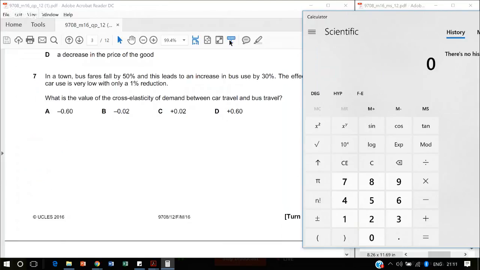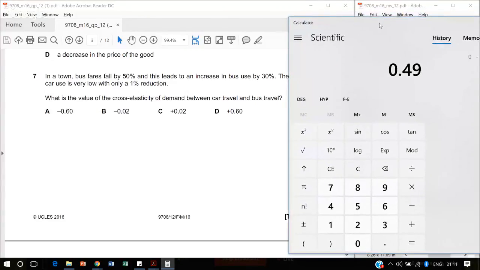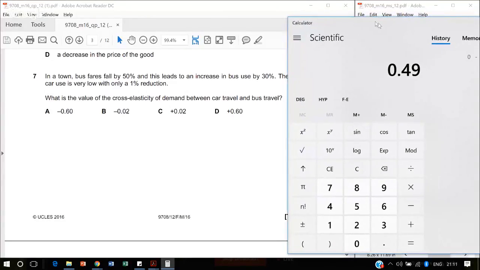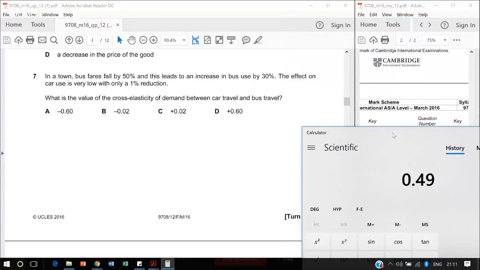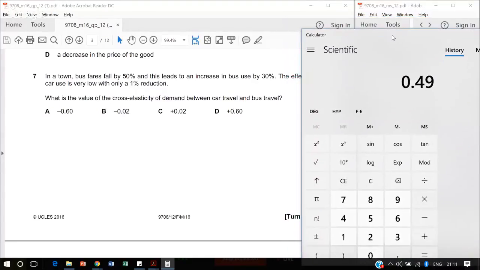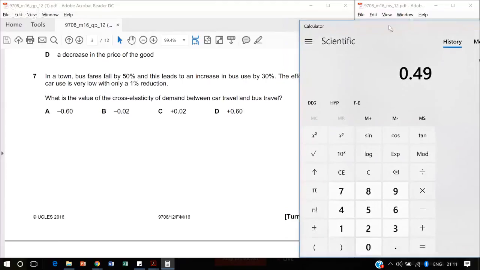So the percentage change in the quantity is a 1% reduction. So let's do minus 0.01, and we're going to be dividing that by minus 0.5. And that presents us with 0.49. That doesn't sound entirely right. So this is the value of the cross-price elasticity of demand between car travel and bus travel.